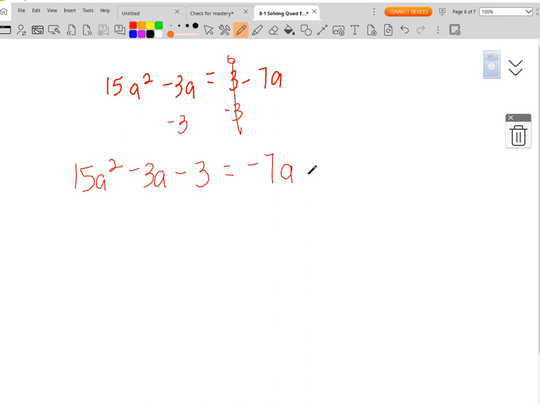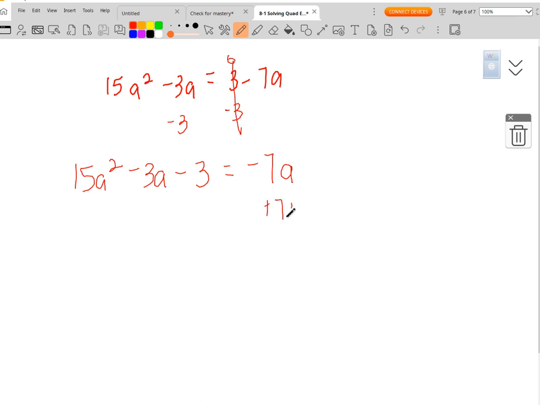Is it equal to 0 yet? You know it's not equal to 0 because it doesn't say equal to 0 yet. So how can we get it equal to 0? What can we do now? Good. It is plus what? Plus the 7a, right? Yes, 7a. Very good. So we're going to do that to both sides.